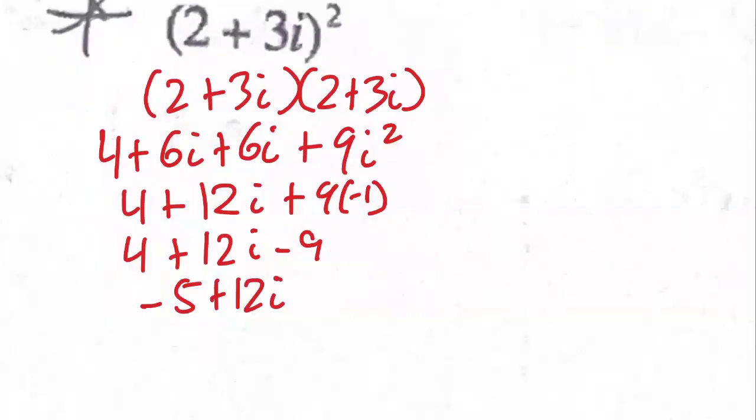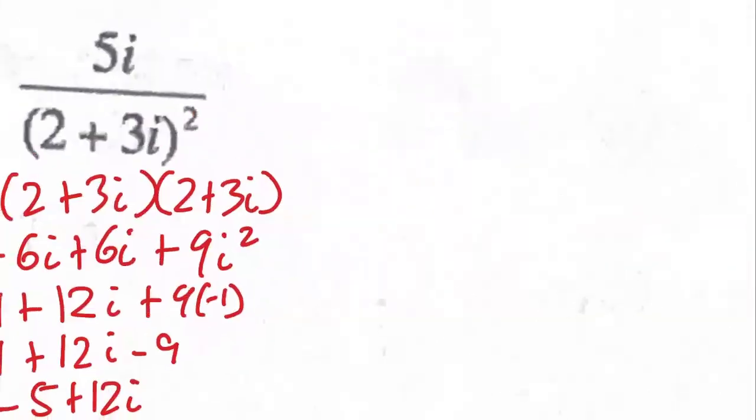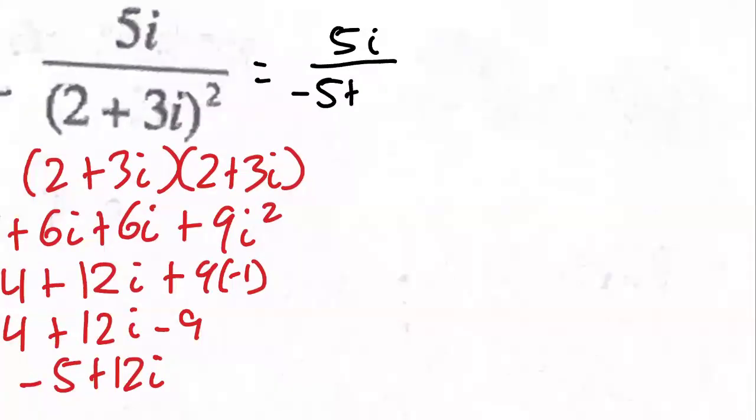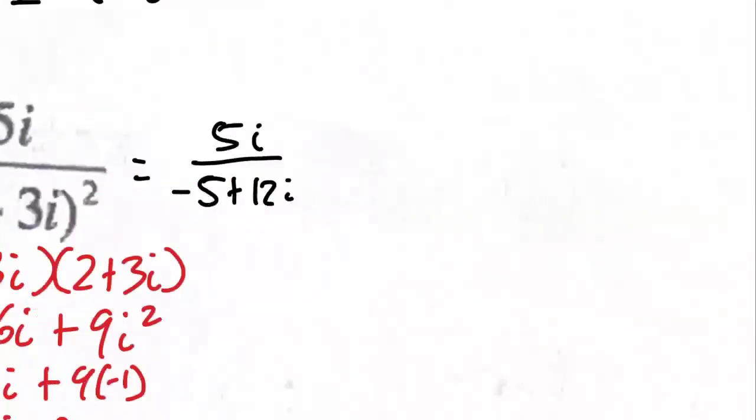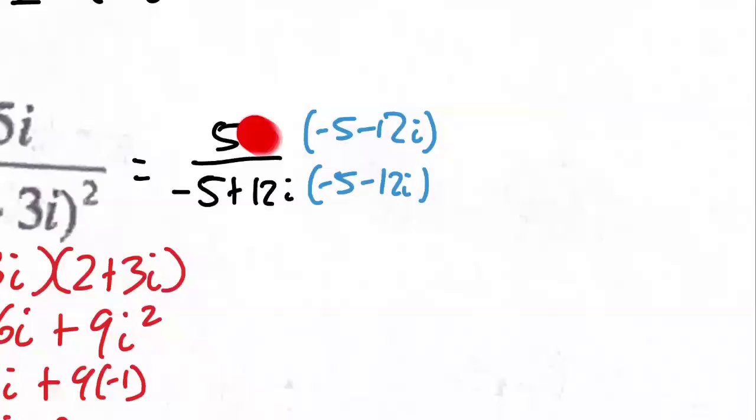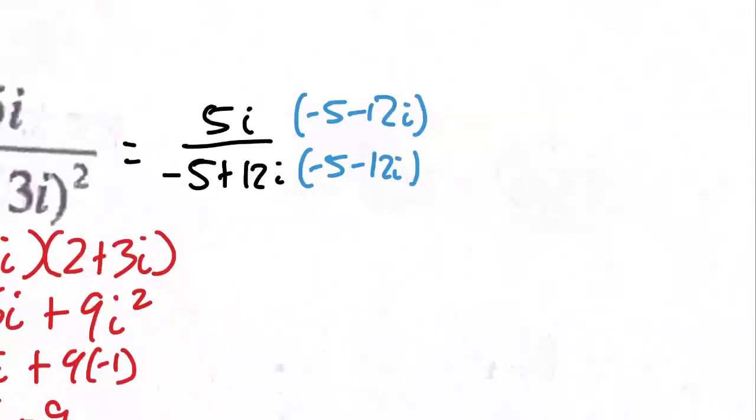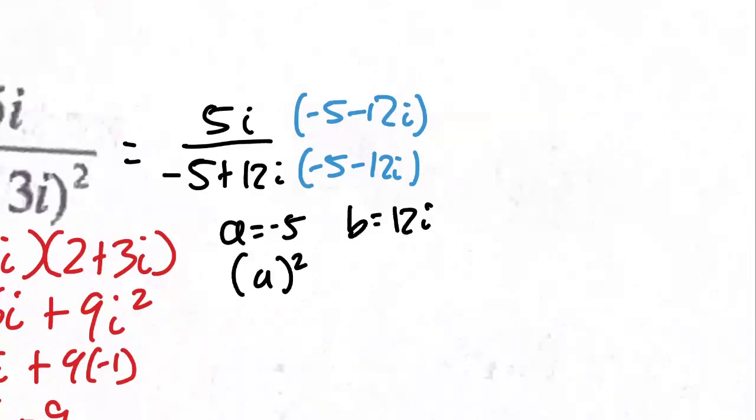So when you simplify the denominator, you'll get -5 plus 12i. Then when you simplify, you multiply by the conjugate, -5 minus 12i, on top and bottom. It ends up being a lot more complicated if the numerator also has an i, so you just have to be very, very careful. But for the denominator, a is equal to -5, b is equal to 12i, so a squared minus b squared.